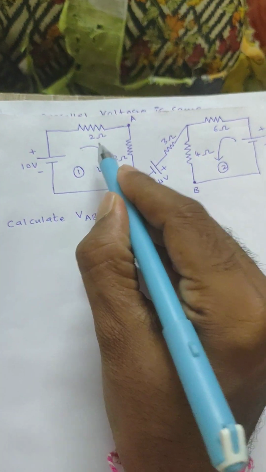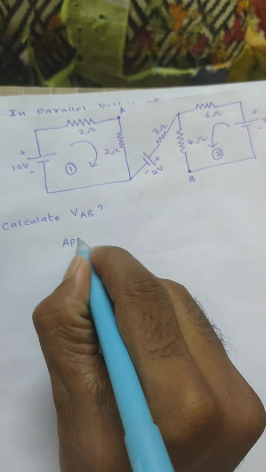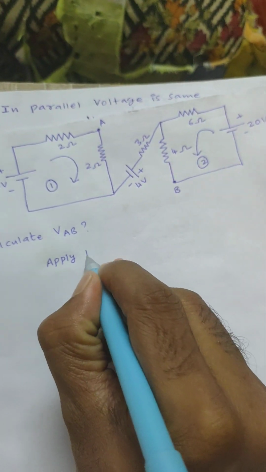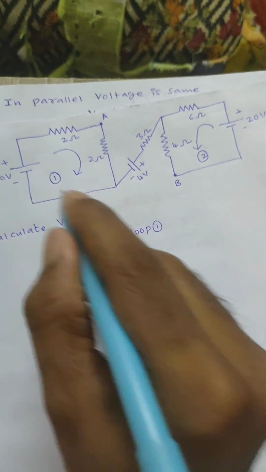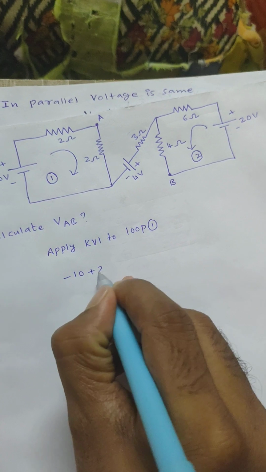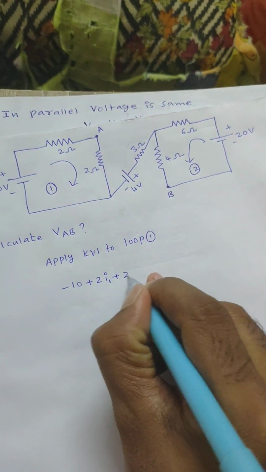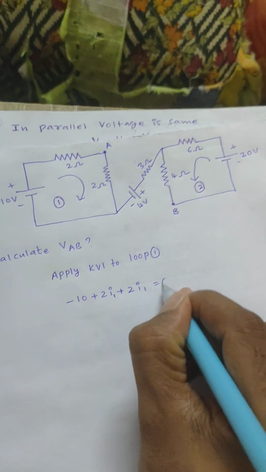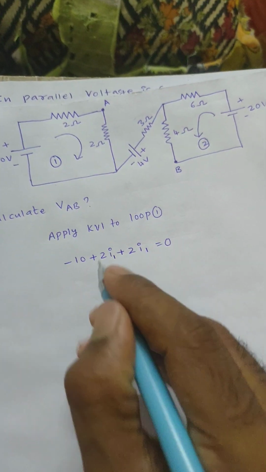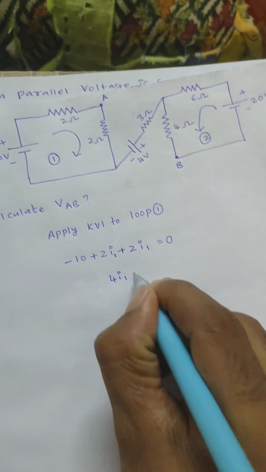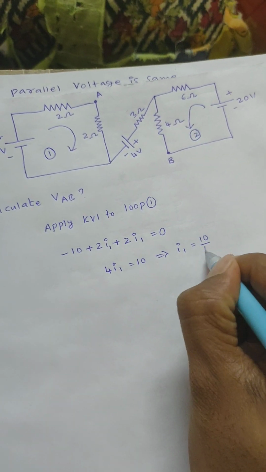That means if I apply KVL to loop 1: minus 10 plus 2 into I1 plus 2 into I1 is equal to 0, from this loop. Then 4 I1 is equal to 10, so I1 is equal to 10 by 4.